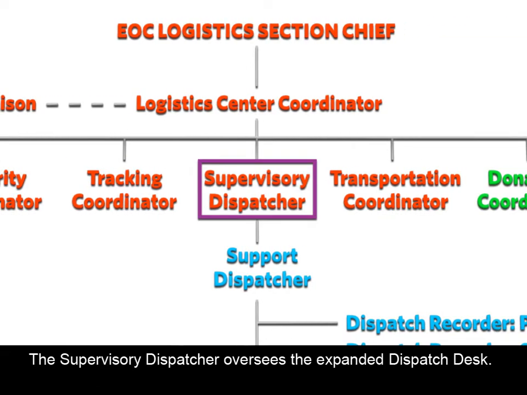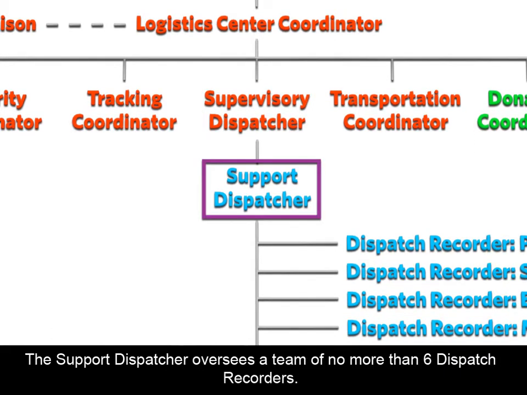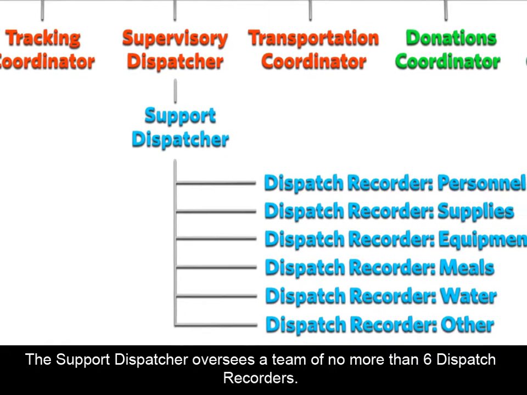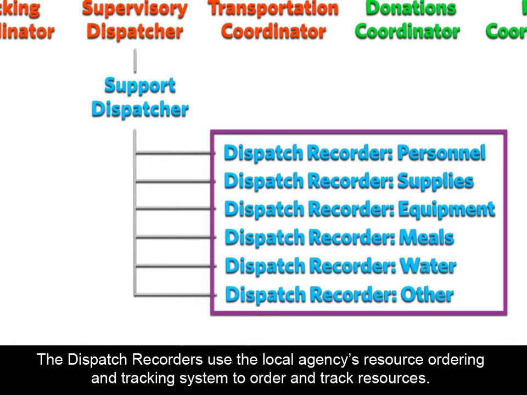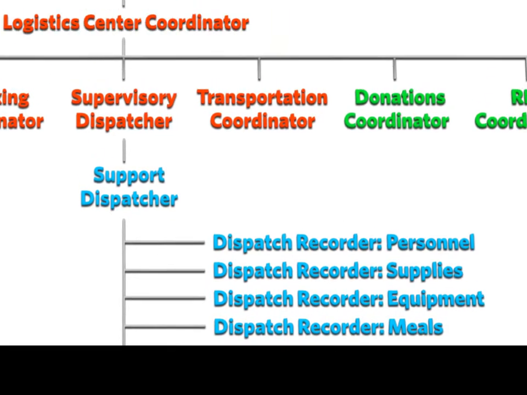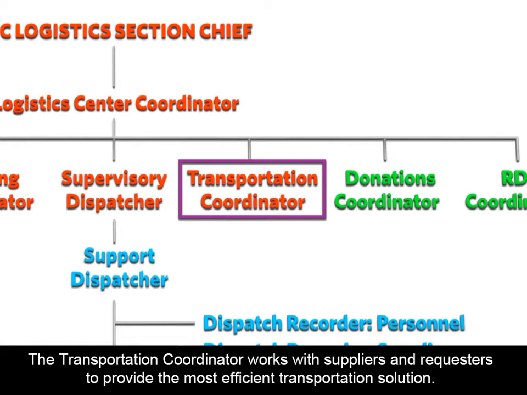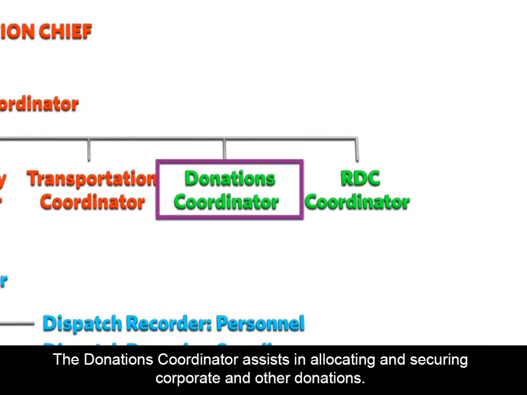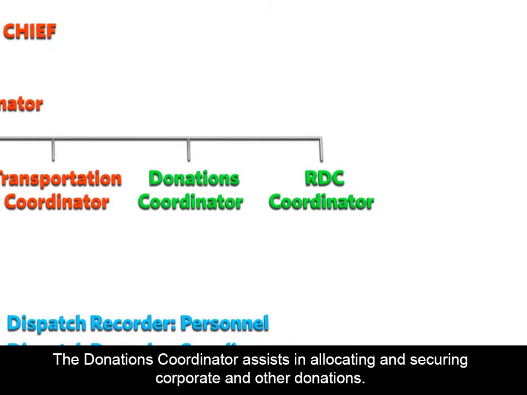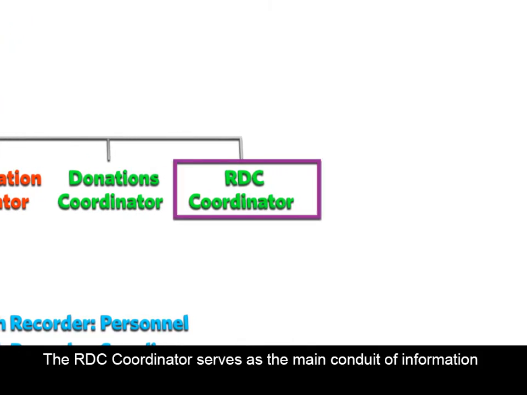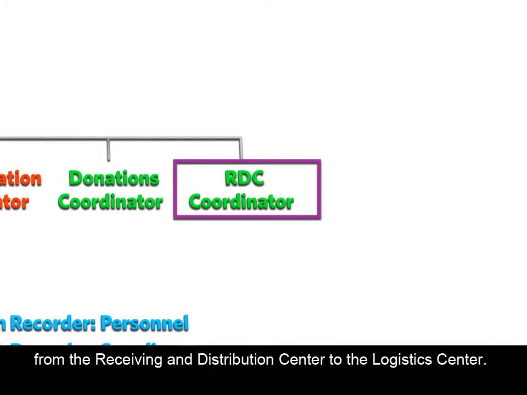The Supervisory Dispatcher oversees the expanded dispatch desk. The Support Dispatcher oversees a team of no more than 6 dispatch recorders. The dispatch recorders use the local agency's resource ordering and tracking system to order and track resources. The Transportation Coordinator works with suppliers and requesters to provide the most efficient transportation solution. The Donations Coordinator assists in allocating and securing corporate and other donations. The RDC Coordinator serves as the main conduit of information from the Receiving and Distribution Center to the Logistics Center.